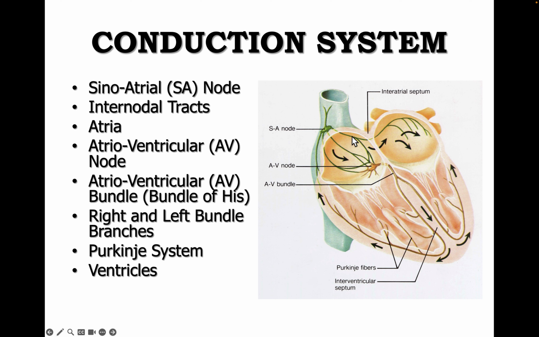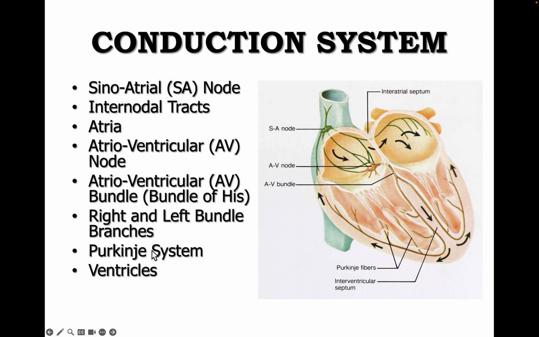Now, once the electrical signal gets to the SA node, it will go down these internodal tracts, essentially these highways, I like to think about it. From there, the electrical signal will get to the atria, the top two chambers of the heart. The signal further goes down, and in the middle we've got the atrioventricular node, otherwise known as the AV node. And past the AV node, we've got the AV bundle, otherwise known as the bundle of His. From there, the electrical signal goes down the right and left bundle branches of the heart.